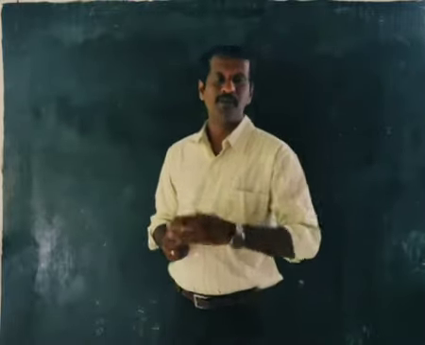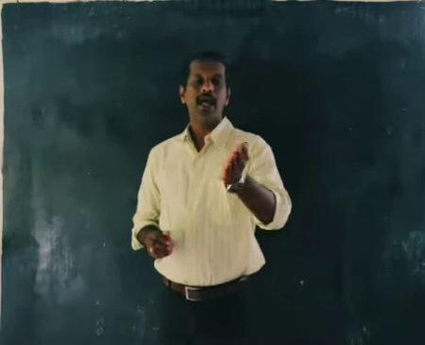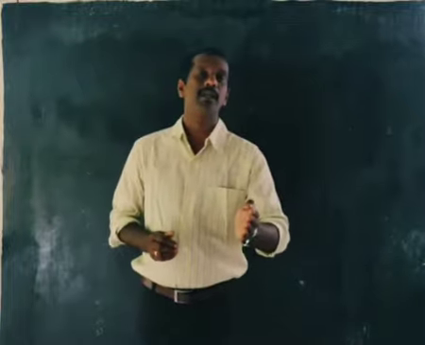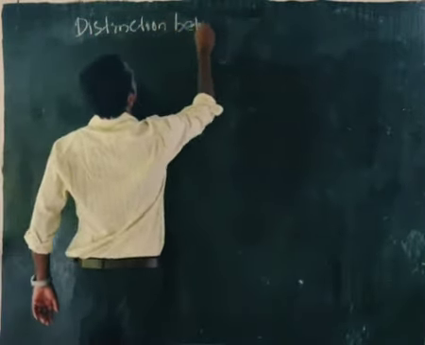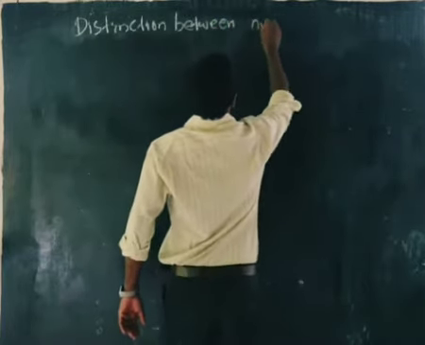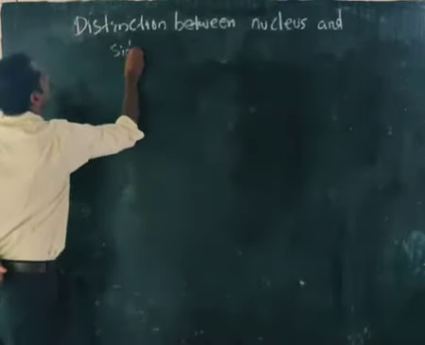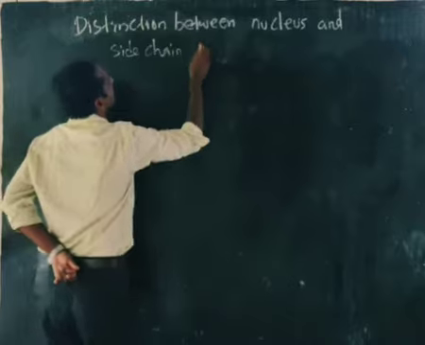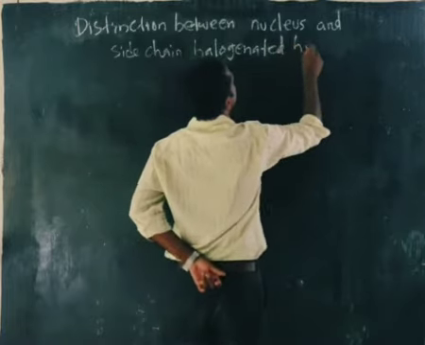With this video, we are finishing our first module, that means halogen compounds. And in this class, we are discussing the distinction between nucleus and side chain halogenated hydrocarbons.